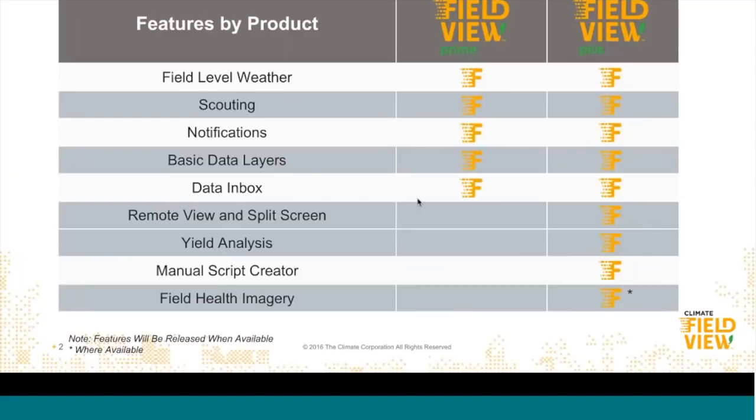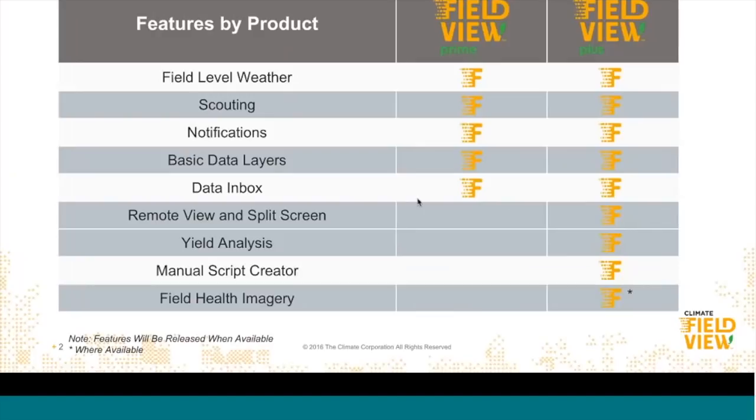Well, our free version of Climate FieldView, which anyone can go to the App Store or the Google Play Store and download onto their phone or their iPad or whatever device they have, provides a number of different features. It provides field-level weather data. You can take scouting notes and pictures and share those with people in your operation. You can get various notifications of different weather events or things that are happening in your fields.